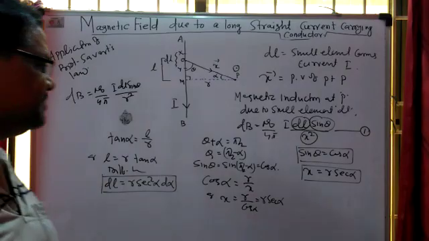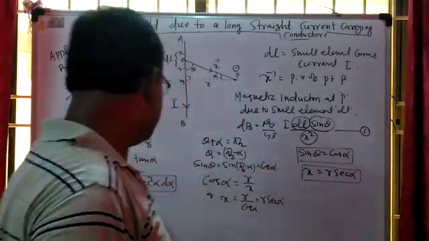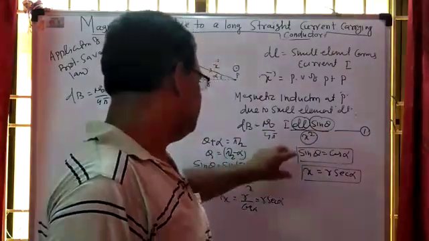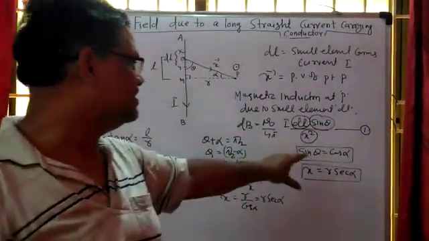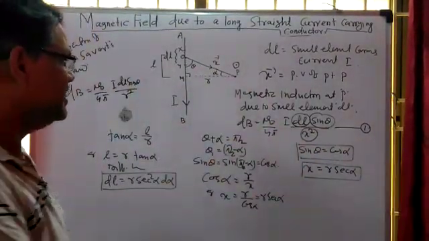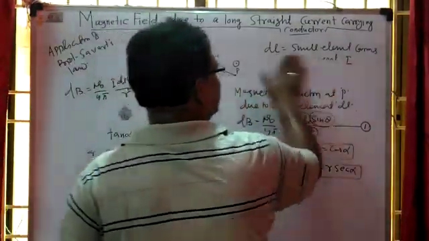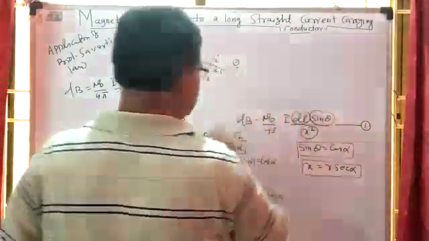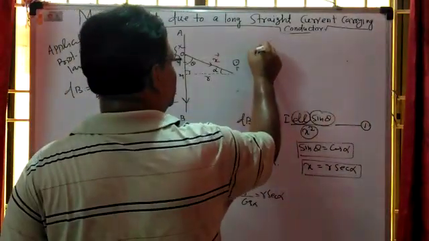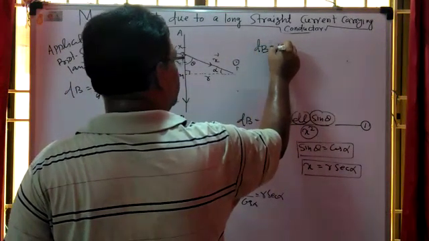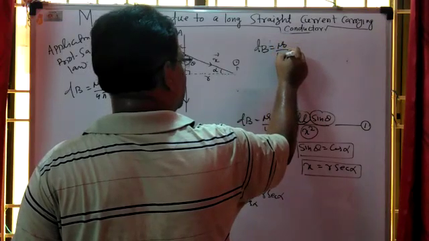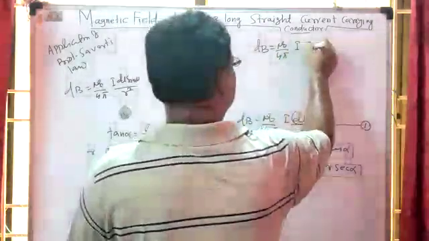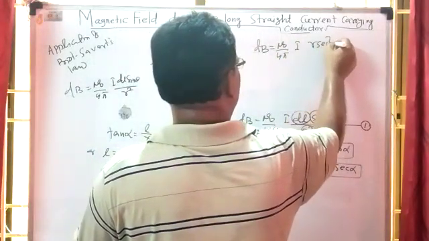So you have substituted sin theta, x and dl. In place of sin theta, dl and x, if you put all these values, let us see what the equation is reduced to. We get dB equal to mu naught upon 4 pi I, and dl equal to r sec square alpha d alpha.